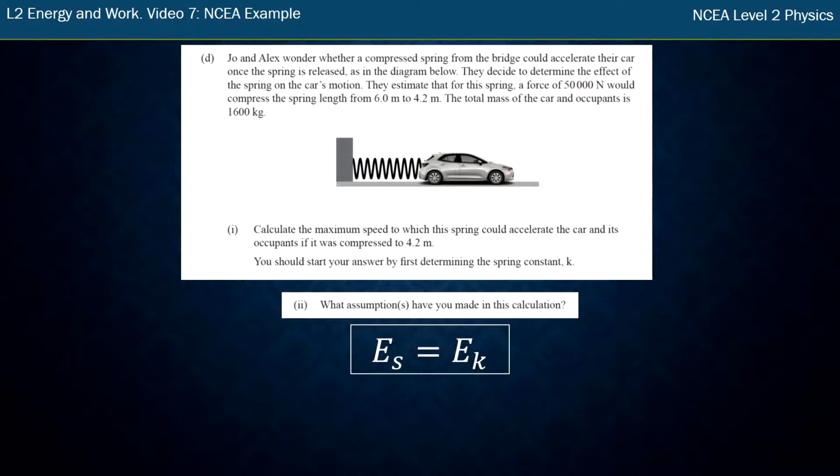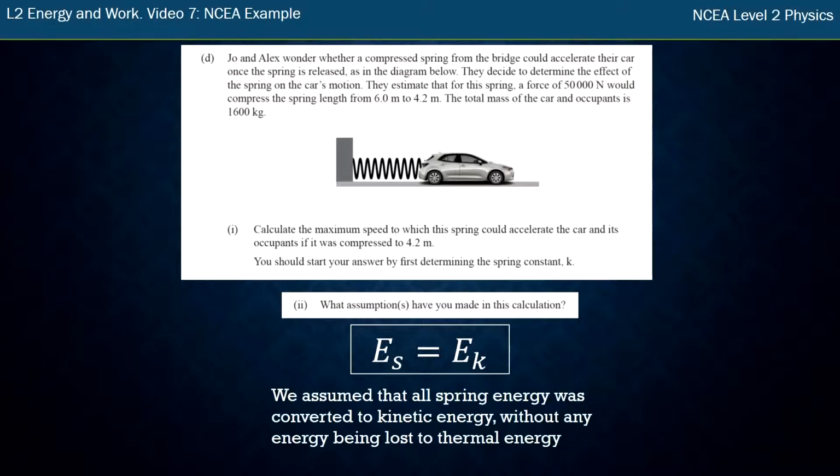What assumption did I make in this calculation? The assumption I made was that the spring energy was converted all to kinetic energy. So I assumed that no energy has been lost to thermal energy. I couldn't just say I assumed that energy is conserved, because energy is always conserved. It's a law of physics. You can't just assume that. It always happens. But some energy in that conservation could be given to another less useful form, like heat, and then the kinetic energy wouldn't be as high.